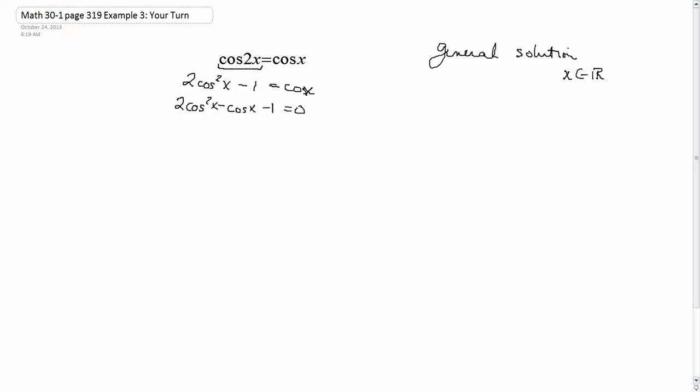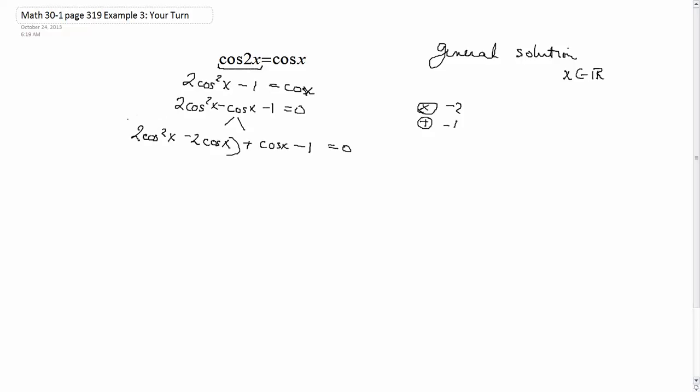And now we need to factor this quadratic. We're looking for two numbers. Those two numbers must multiply to -2 and add to -1. And clearly that's -2 and +1. So we split this term into -2 cos x and plus cos x, complete the -1 equals 0, and bring down the 2 cos squared x.